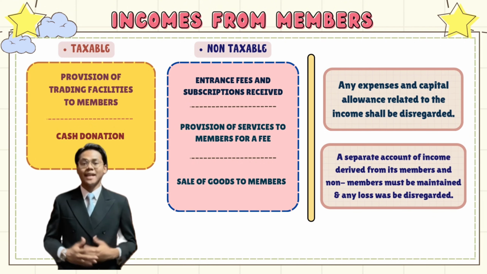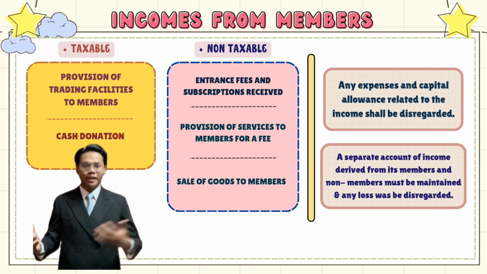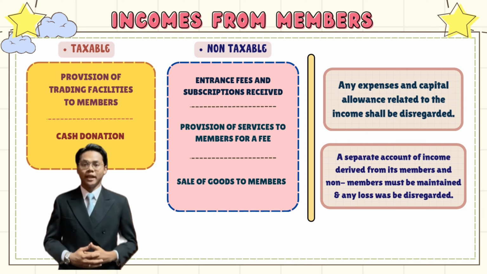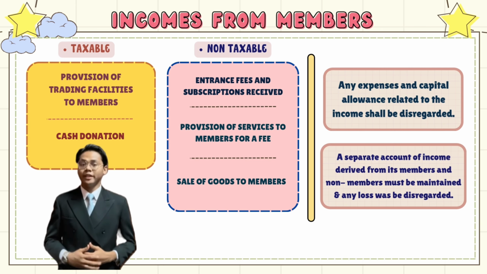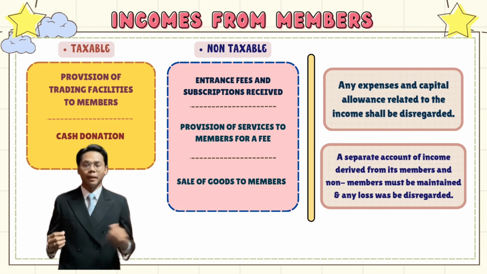Now I would like to present about accessibility of receipts, income from members and non-members. A club will have two sources of income, that is income from members and income from non-members. Income arising from transactions with members should not be taxable. This includes first, entrance fee and subscription receipts from members. Second, provision of services to members for a fee. And number three is the sale of goods to members. For the taxable, first is provision of trading facility for members. And second is cash donation. Expenses and capital allowance related to the income should be disregarded. A separate account of income derived from members and non-members must be maintained and any losses must be disregarded.